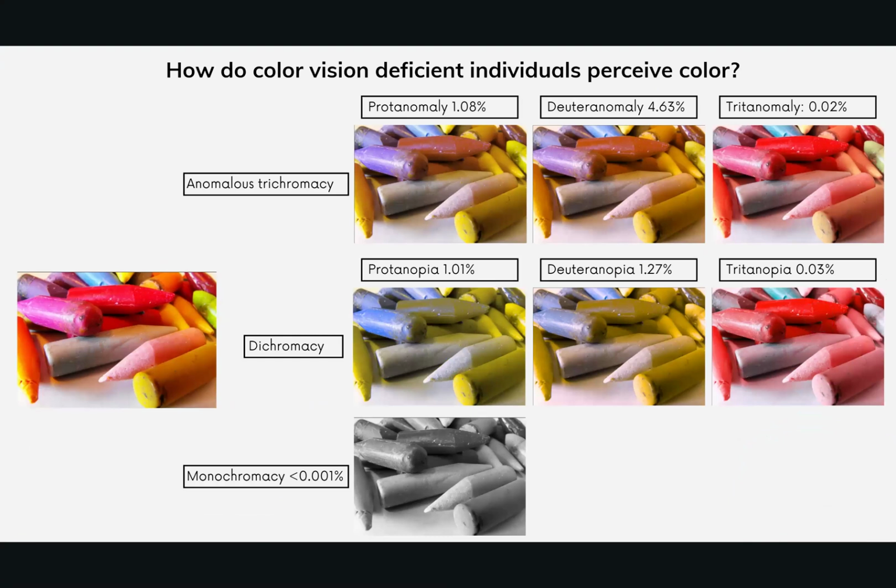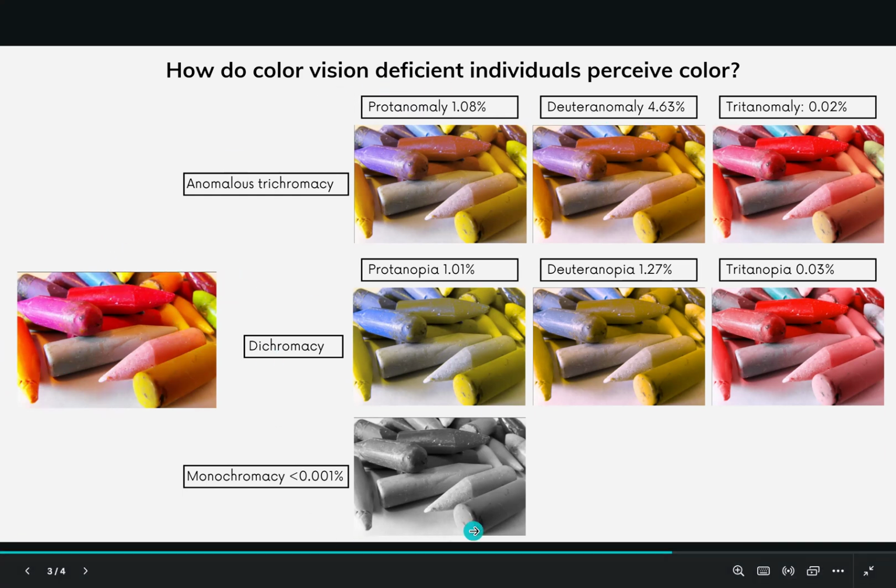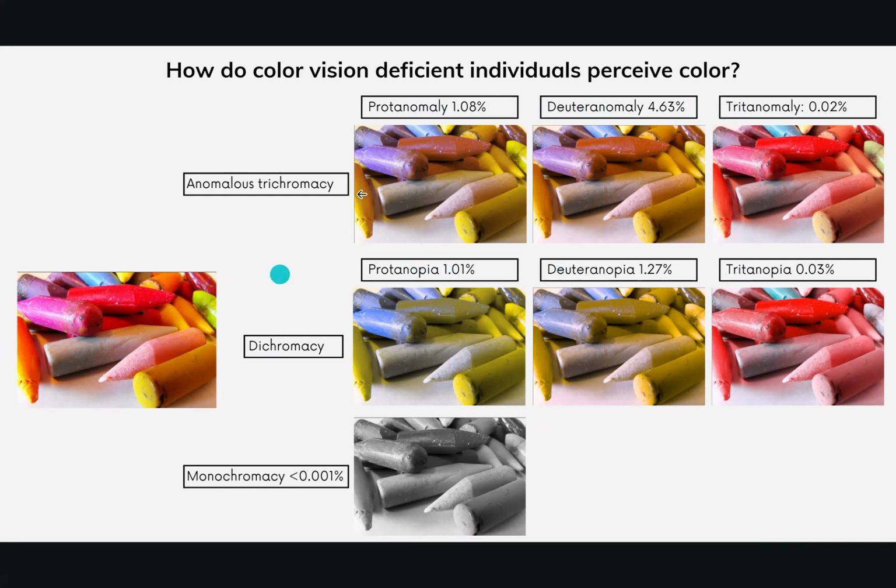This condition is usually passed genetically, and it might also be caused by some eye diseases. However, when individuals have color blindness, they often perceive colors differently, and they have difficulty distinguishing between different colors and shades. This is an image and how it would be perceived by an individual with normal vision, and these are images of how people with different kinds of color blindness would perceive this same image. And these are percentages of the population that have these kinds of color blindness.